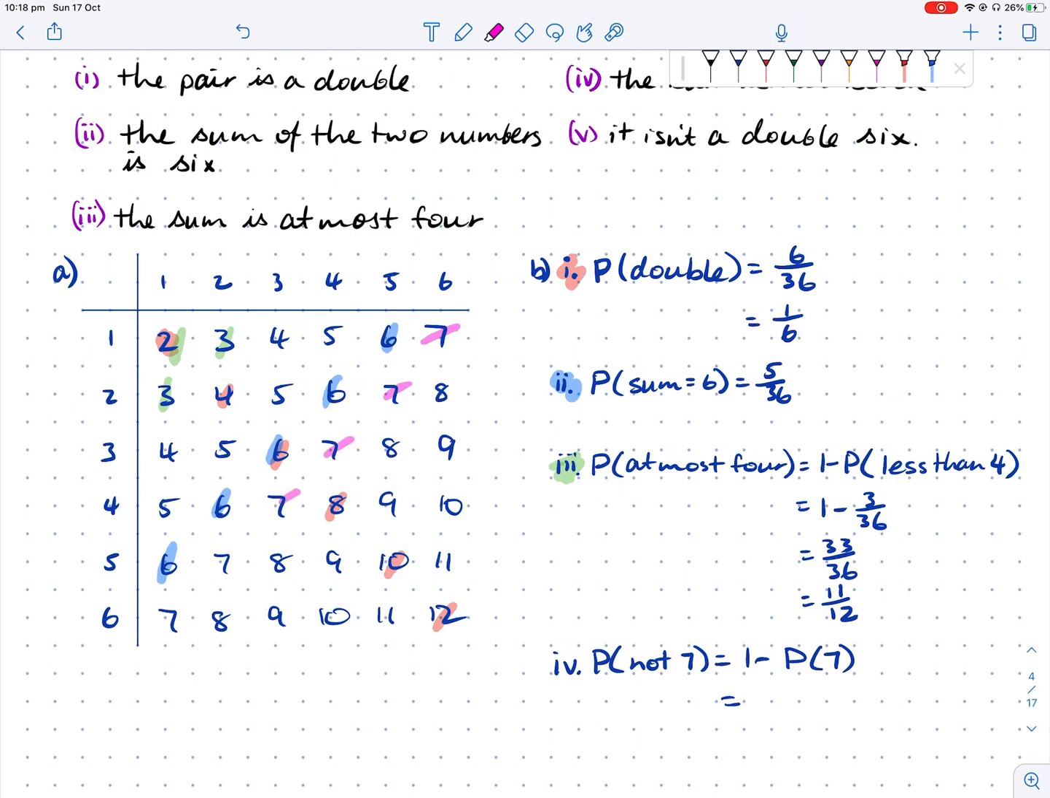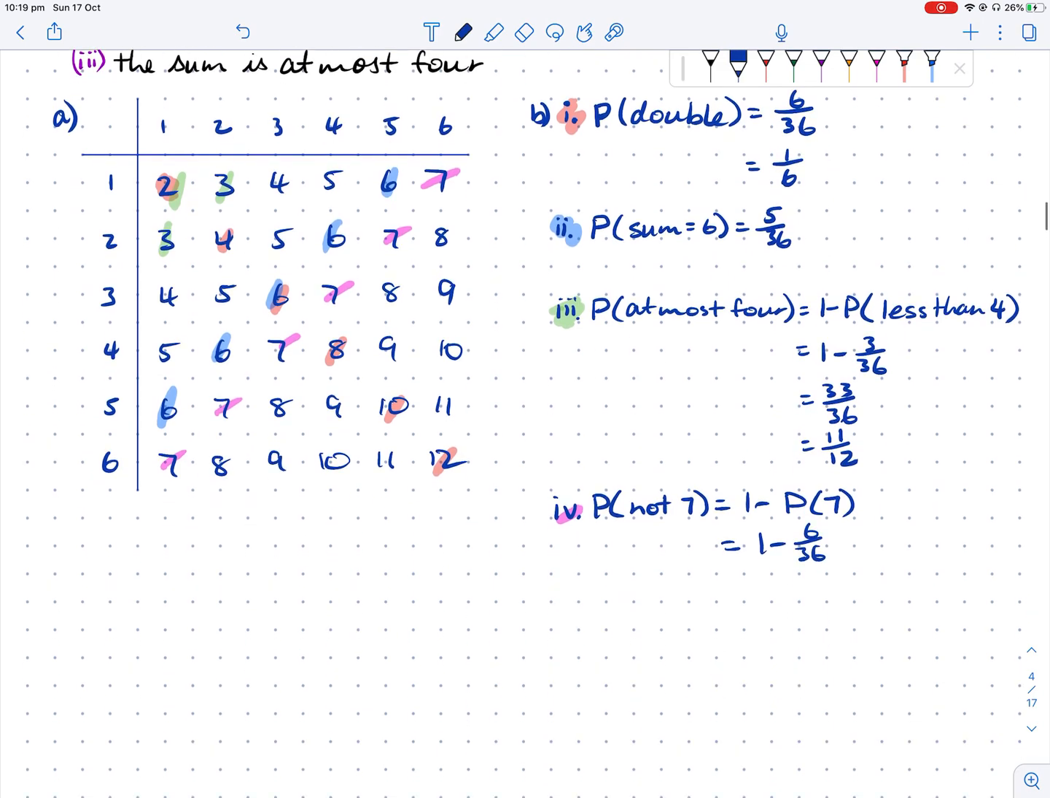They're along here. So there's 6 of them. So what we want is 1 minus 6 out of 36. Now 6 out of 36 is 1 out of 6. That's going to be 5 out of 6.